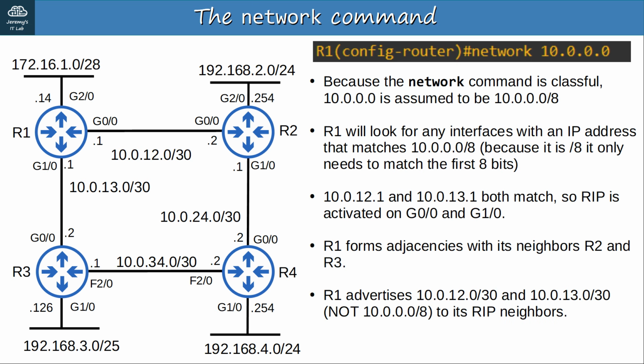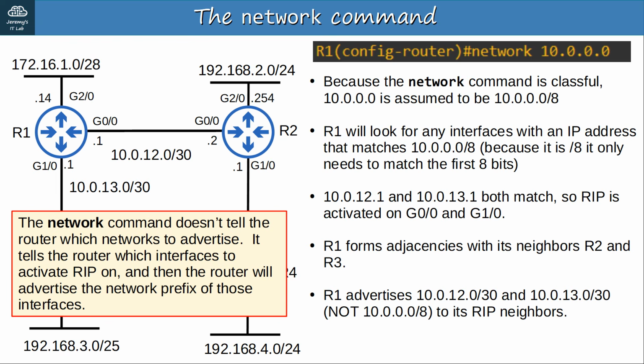Here's the important part. R1 advertises 10.0.12.0/30 and 10.0.13.0/30, the network prefixes of its G0/0 and G1/0 interfaces, to its RIP neighbors R2 and R3. Even though we used the network 10.0.0.0 command, R1 doesn't advertise the 10.0.0.0/8 network. The network command doesn't tell the router which networks to advertise. It tells the router which interfaces to activate RIP on, and then the router will advertise the network prefix of those interfaces.